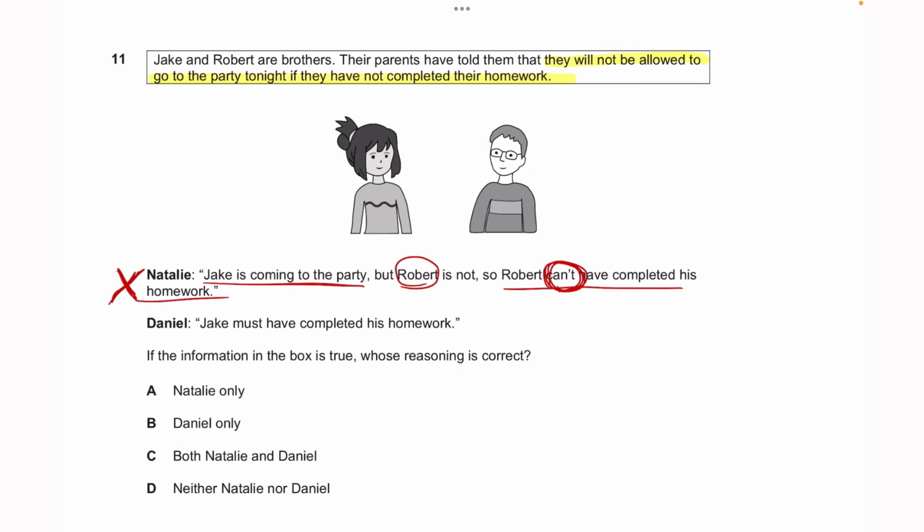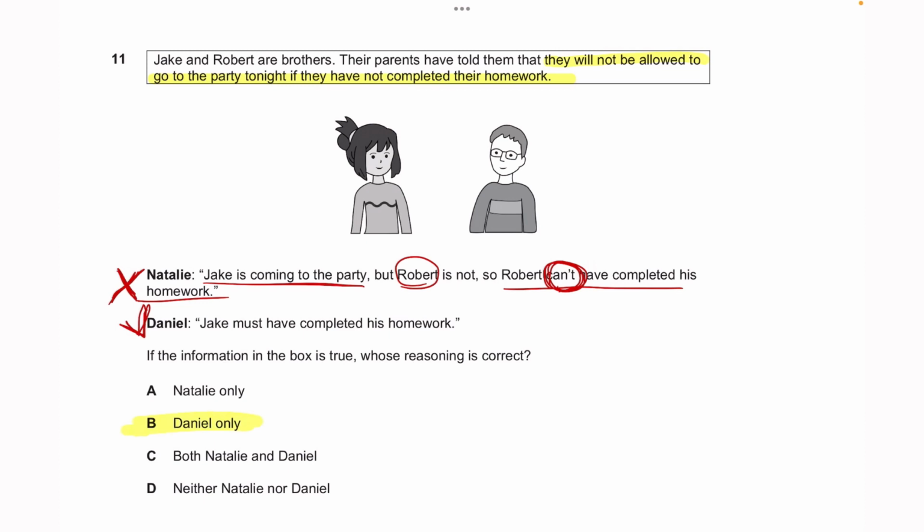And then we've got Daniel here who says Jake must have completed his homework, and that's correct because Jake is coming to the party from what Natalie is previously saying. And so, if the information in the box is true, whose reasoning is correct? Our answer is B, Daniel only.